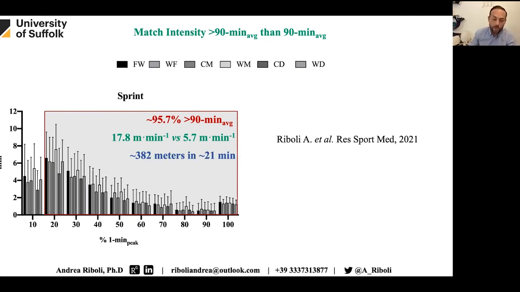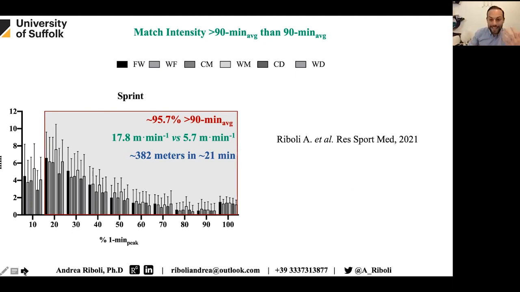matches. So we need to consider not only the average match demand, not only about 54 minutes of effective time during official matches, but we need to consider that, for example, sprint activities were covered in about 21 minutes. So we need to take into account this information for our whole training session, training load prescriptions.